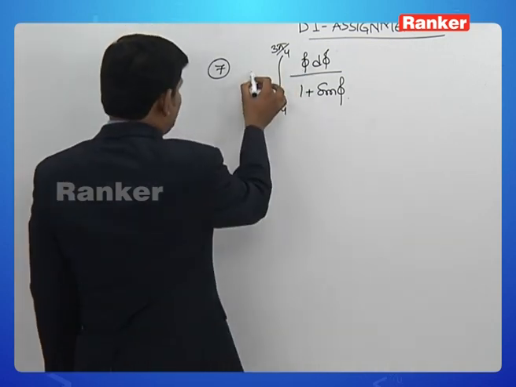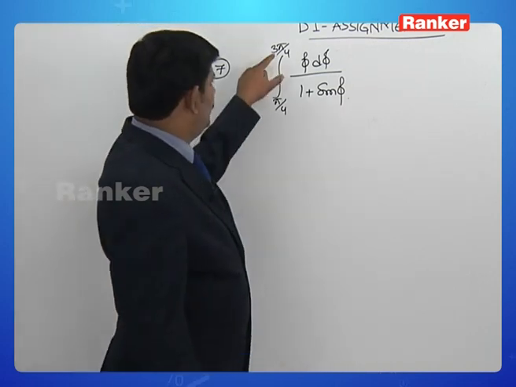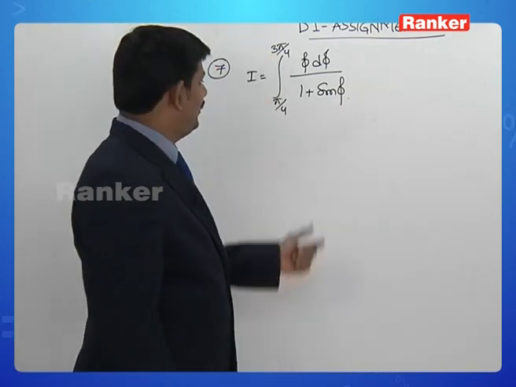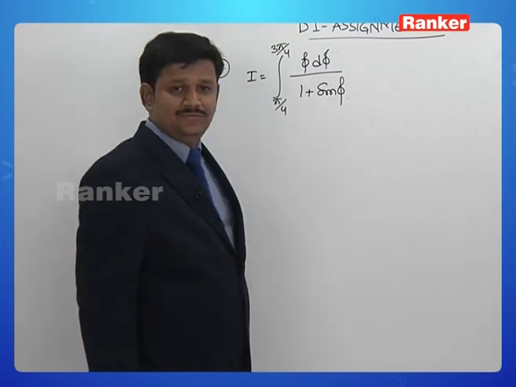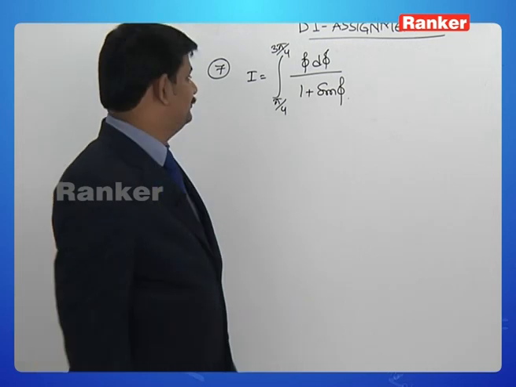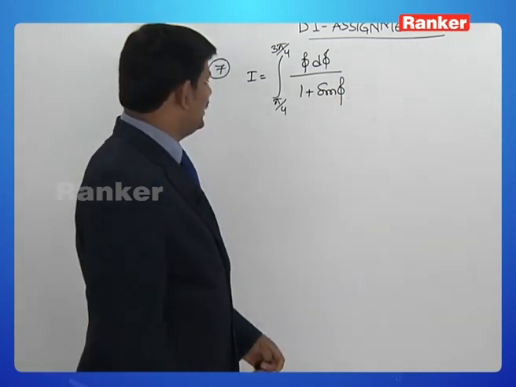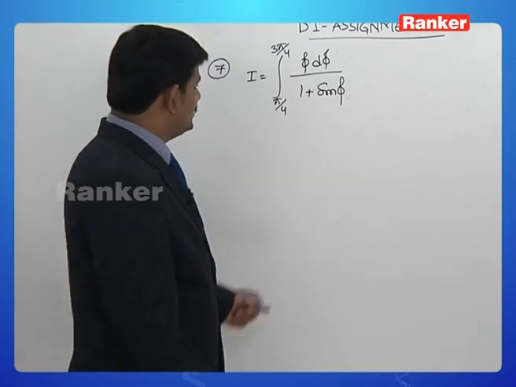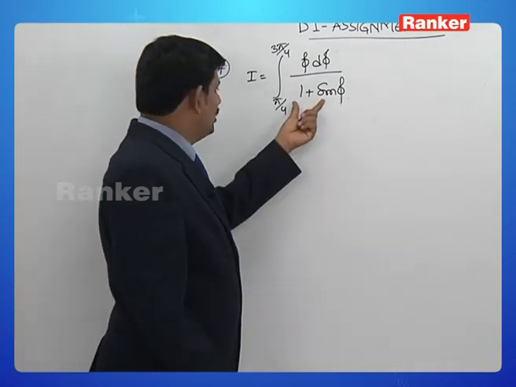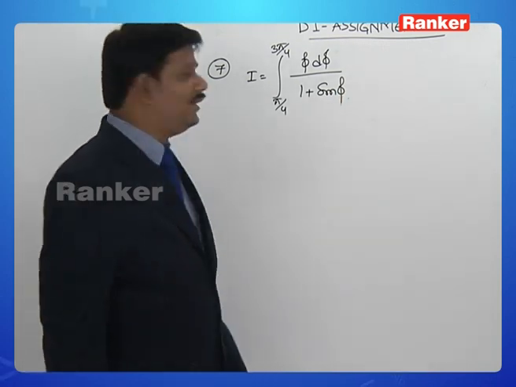For that, the simplest way is, let this be the integral from pi by 4 to 3 pi by 4 of phi d phi by 1 plus sin phi. Now, pi by 4 plus 3 pi by 4 is pi, and sine of pi minus phi is sin phi itself, sine of pi minus theta is sin theta. So, the denominator will not change when I replace phi with pi minus phi.